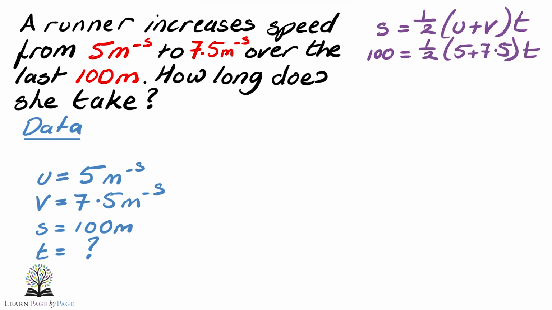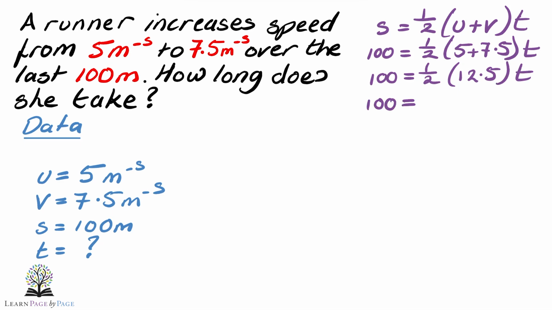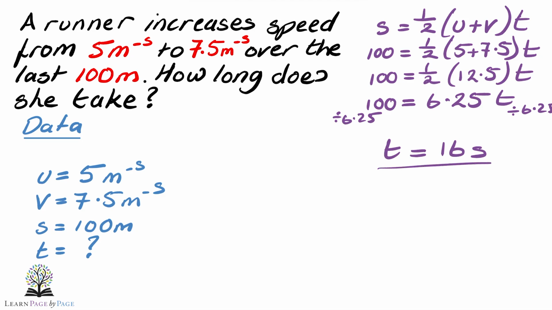We add the bracket, so we have 100 equals, should do each stage, so 5 plus 7.5, that's going to give us 12.5 multiplied by T, so a half of 12.5, 6.25, by T. Then we divide by the 6.25, and that's a nice number, that's 16, so time equals 16 seconds, and underline that. Now, as I said, I will explain this equation, and why it's the same formula, finding the area of a trapezium.